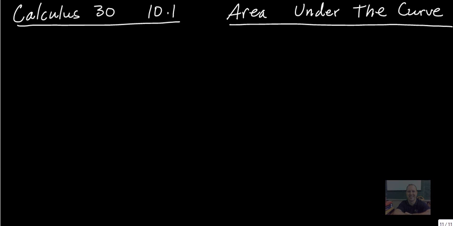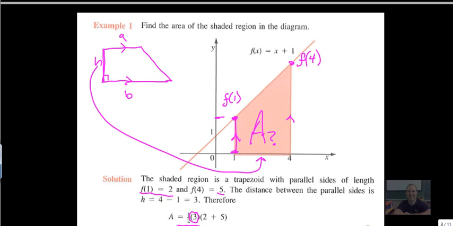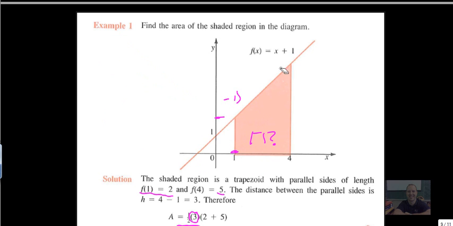So section 10.1 is called area under the curve. And if you recall what we took a look at in the review and preview, let's take a look at this basic example. We were looking for the area underneath a line here, right? And that's a simple trapezoid. So we can just use basic algebra formulas to find an area here.